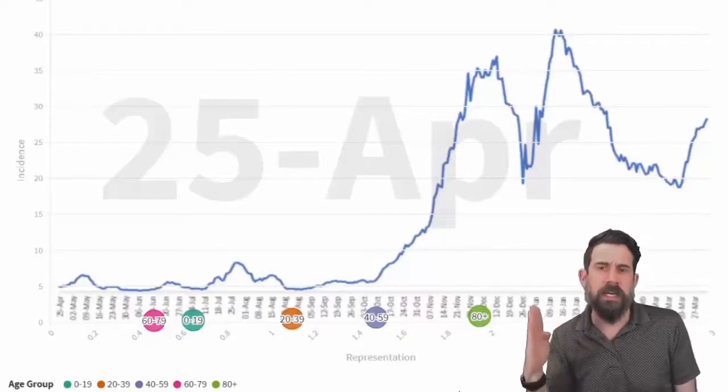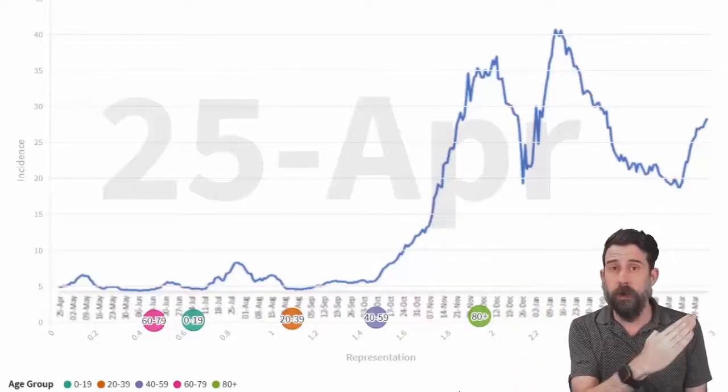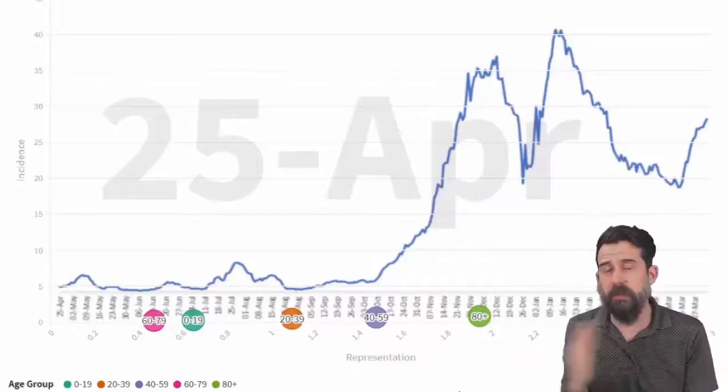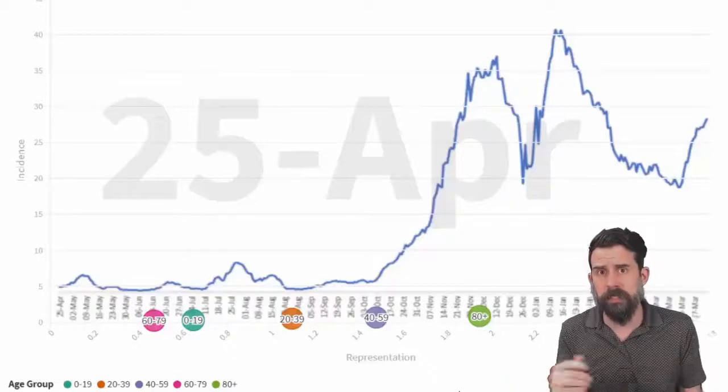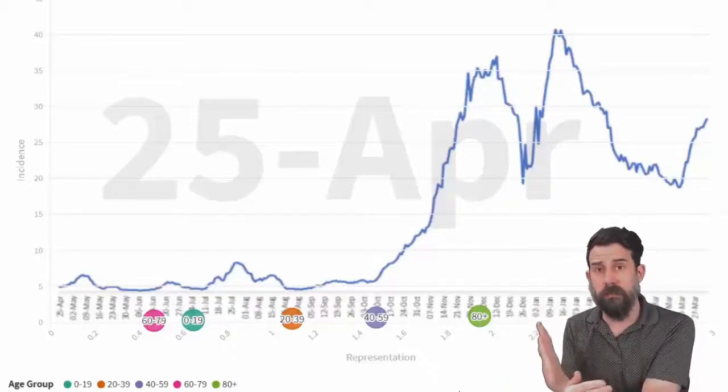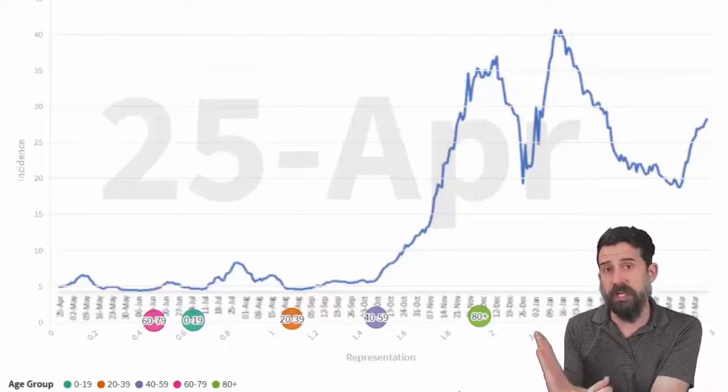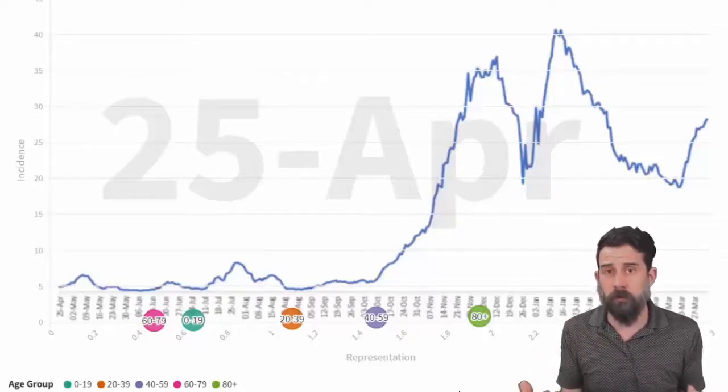So we can say if you are to the right for representation, you're overrepresented. There are more cases in your age group than we would find in the overall population. And if you are shifted to the left of the 1, there are fewer cases in your age group than we would expect in the overall population.